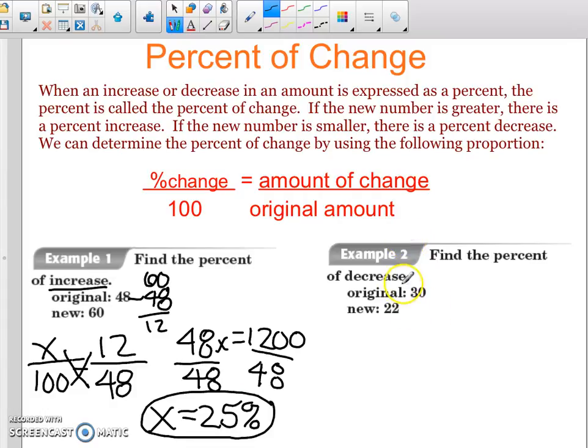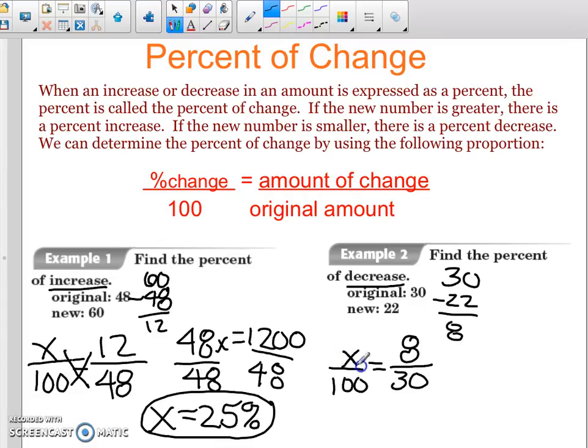So for example 2, we are looking for the percent of decrease. So we do this the same way. We do 30 minus 22, which gives us 8, and that is our amount of change. It went down by 8. So we put 8 over our original amount, which is 30, equals 100 on the bottom. And our percent change is what we're looking for, so x on top.